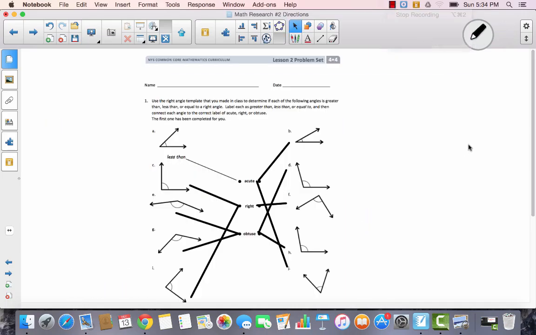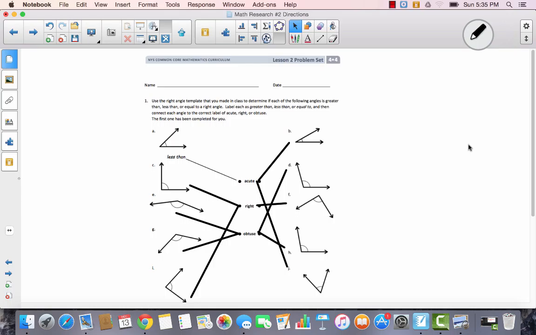Okay, so let's go ahead and check and see how you did. So you can just take a look at mine and you can see how I matched it up. And you can see which angles were acute, which angles were right, which angles were obtuse. Now you notice that the directions say to write less than, greater than, or equal to in each angle to the correct label. But I did not write that in there, and it's okay if you didn't either, but I do want you to match each of these up. So if you need to pause the video and go ahead and take a look, go ahead and do that.